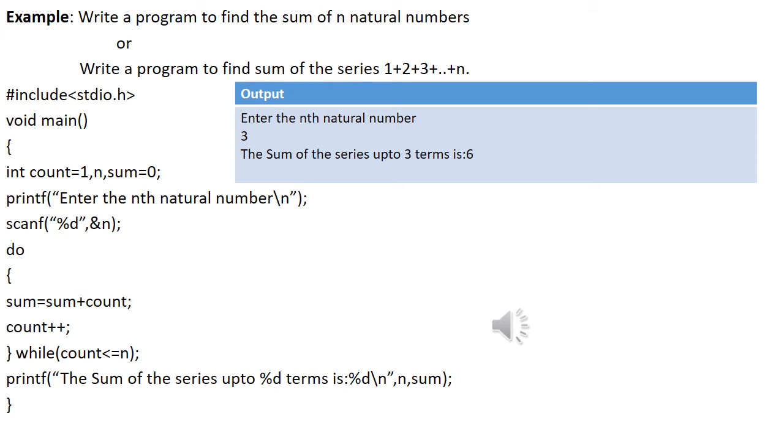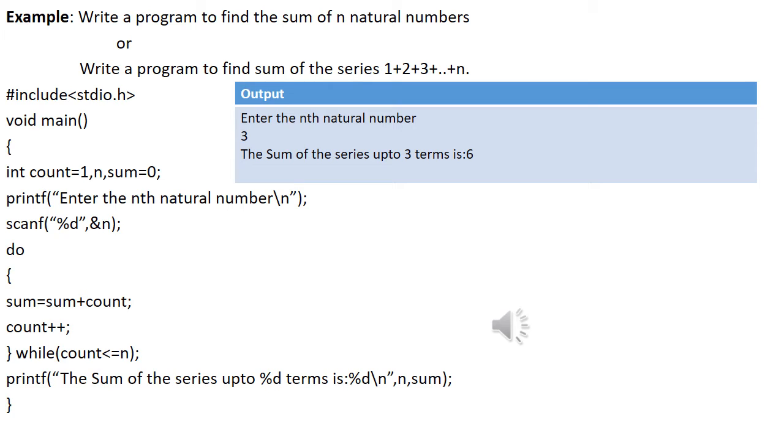So now 0 plus 1, so the total is 1, that will be stored in the sum. Next count is incremented by 1. Count is incremented from 1 to 2 and then the while count is less than or equal to n. Now the condition is checked. If the condition is true, then again the control will go back inside the loop.